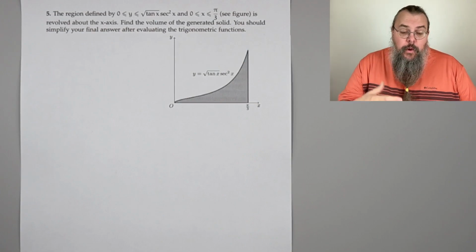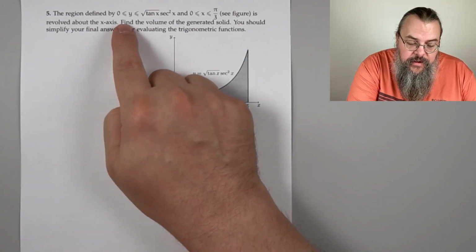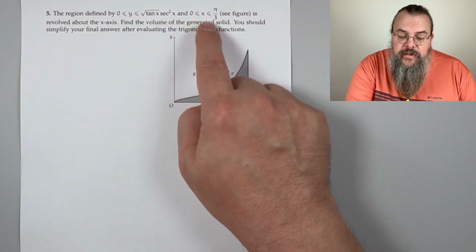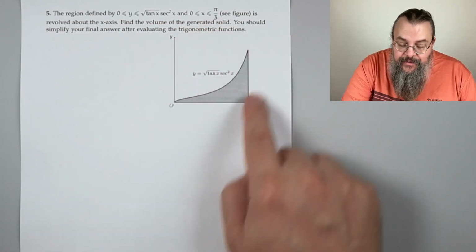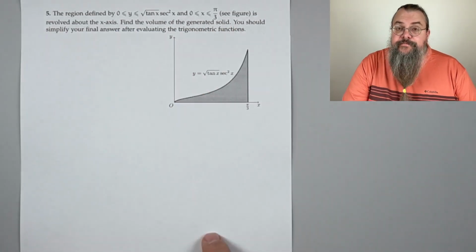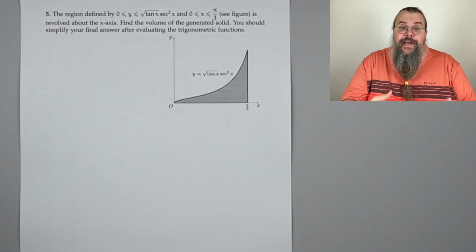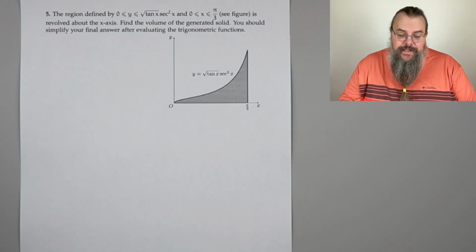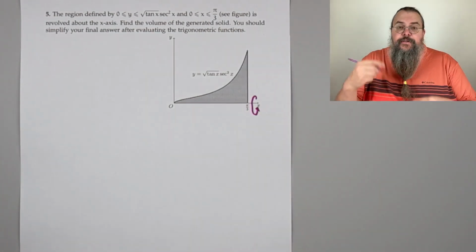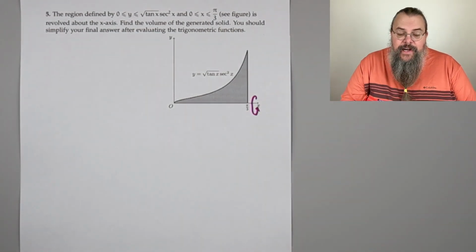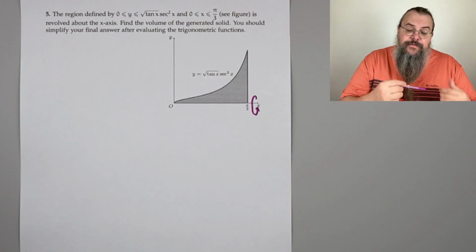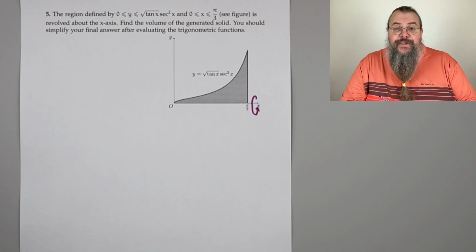Number 5. The region defined by 0 less than or equal to y less than or equal to tangent x secant squared x, and 0 less than or equal to x less than or equal to pi over 3. See the figure? So we're going from 0 to pi over 3 and from 0 to the curve. Is revolved around the x-axis. Okay, so we're spinning. So I'm going to add a little arrow to remind ourselves where we're spinning. Find the volume of the generated solid. You should simplify your final answer after evaluating the trigonometric functions.